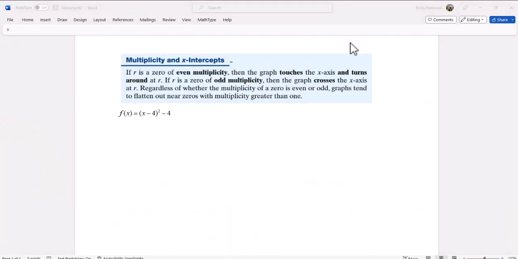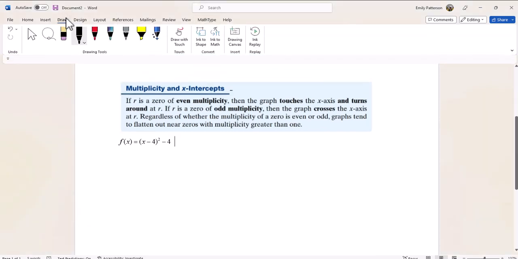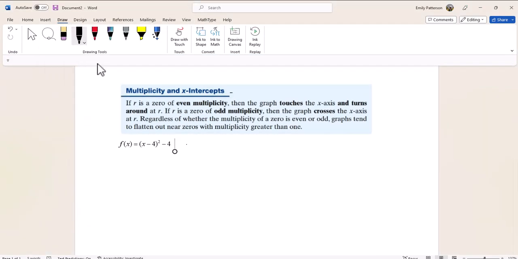And here's the definition of multiplicity and x-intercepts taken from the book. So if I want to look at this one, this polynomial is in vertex form, and we know that this transformation inside the parentheses means it goes to the right 4, and this one on the outside means it goes down 4. So I know that my vertex is going to be at the point 4, -4.